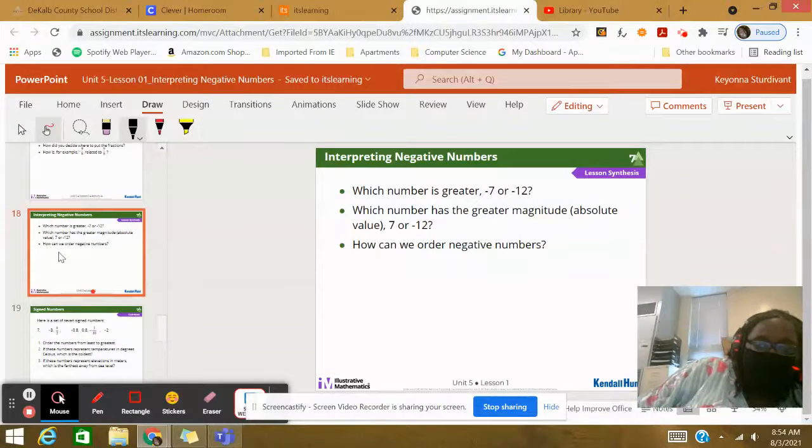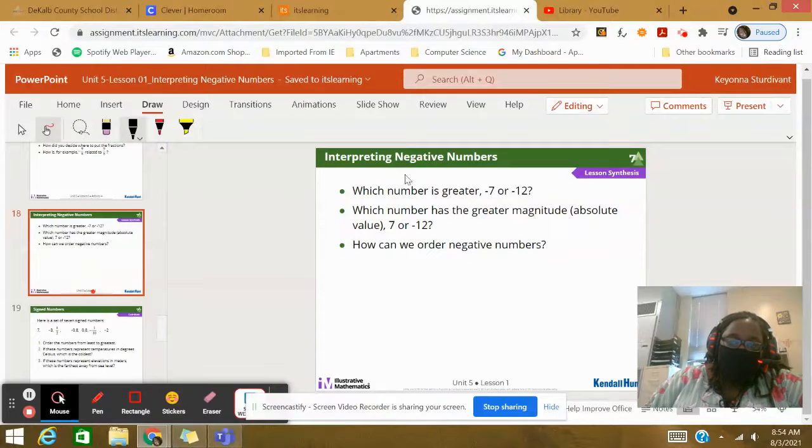Ignore that. So now we're looking at the lesson synthesis. They're again asking you which number is greater, -7 or -12. Which number has the greatest magnitude between 7 and -12. Magnitude is talking about distance. My hint here will be using the absolute value. And this is how can we order negative numbers. So on a number line, this is my hint for this one. How do you order negative numbers? On a number line from left to right, which way do the negative numbers go?